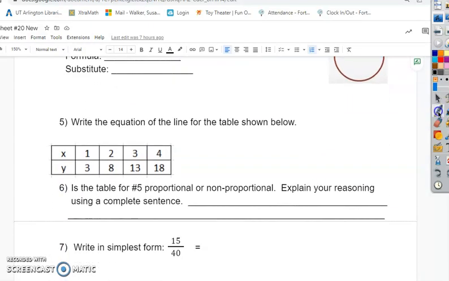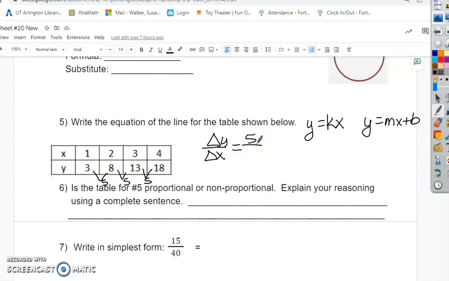Number 5. Hopefully we are pros at this. Write the equation of the line for the table shown below. So we know our equations are either y equals kx or y equals mx plus b. Now what do we do when we first do our table? Well, hopefully you know we're always finding that change or delta, right? That's change, delta y over delta x. Okay, so how much is it from 3 to 8? And 8 to 13. Hopefully we know that is 5, right?